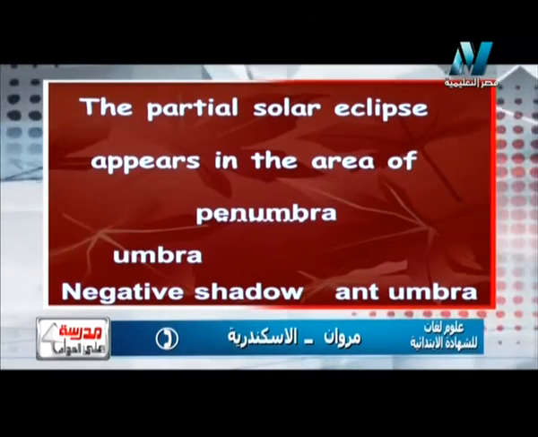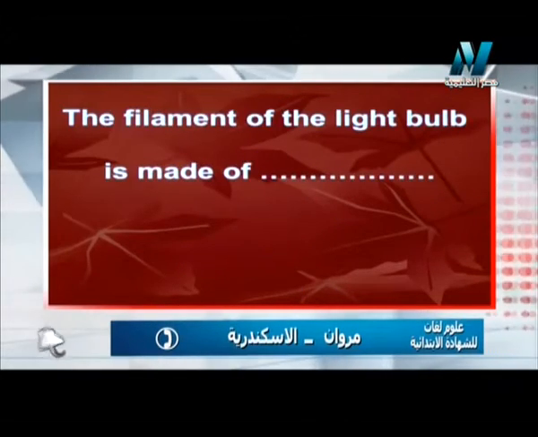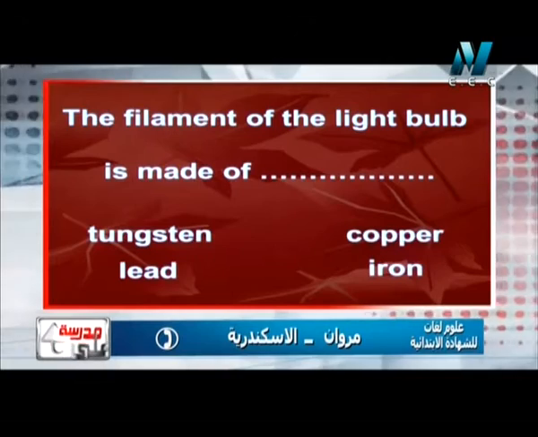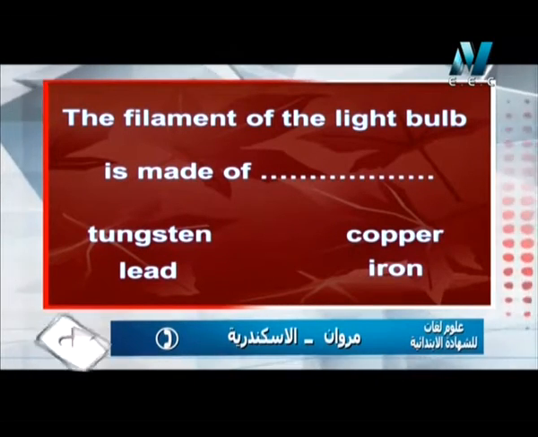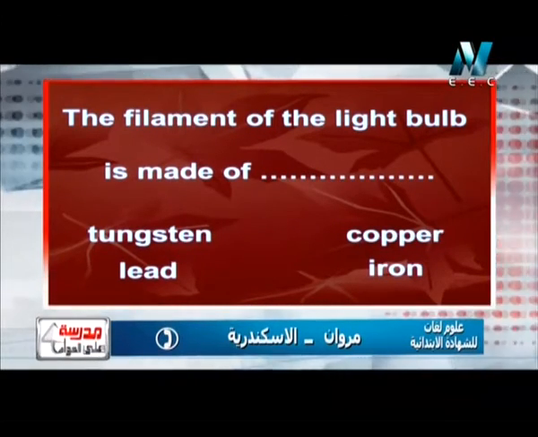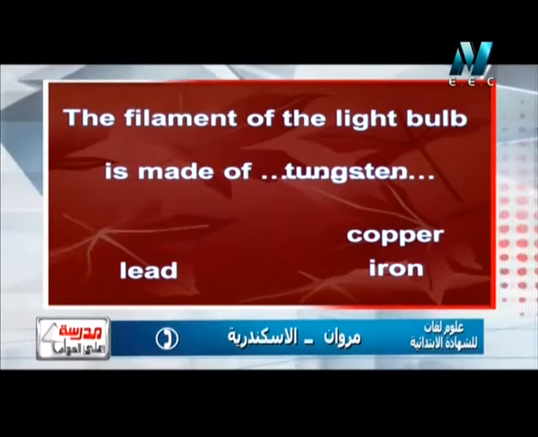The last question, Marwan, for you. The filament of the light bulb is made of: tungsten, copper, lead, iron. Tungsten. Yes, sure, Marwan. But why do we choose tungsten for manufacturing the filament? Because it has a high melting point. Very good, excellent. So when the electric current passes through it, it converts to light energy. Very good, Marwan, excellent answer.